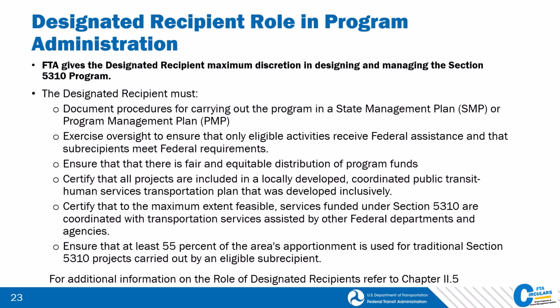However, the designated recipient and states are responsible for documenting the procedures for carrying out a state or program management plan, exercise oversight of the funds to ensure only eligible activities and subrecipients meet federal requirements, ensure fair and equitable distribution of program funds, certify that all projects are included in a locally developed coordinated public transit human services transportation plan that was developed inclusively, certify that to the maximum extent feasible that services funded with Section 5310 funds were coordinated with transportation services assisted by other federal departments and agencies, and ensure that at least 55% of an area's apportionment is used for traditional Section 5310 projects carried out by an eligible subrecipient. For additional information on the role of designated recipients and states, refer to Chapter 2, Section 5.